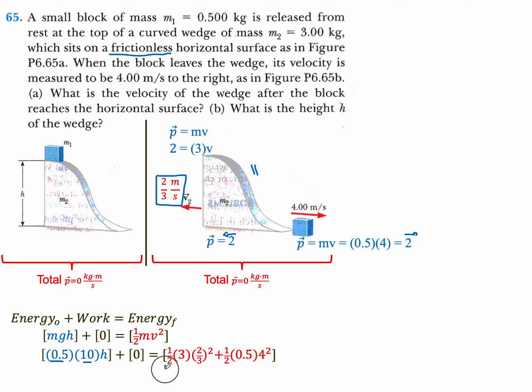And at the end here, it's going to be equal to the kinetic energy of the wedge plus the kinetic energy of the moving mass. Solving that, you can very quickly discover that the height of the wedge should be about 0.93 meters. It's just a bit of number crunching here to get to that answer. Hopefully that helps, and that's the answer to B.